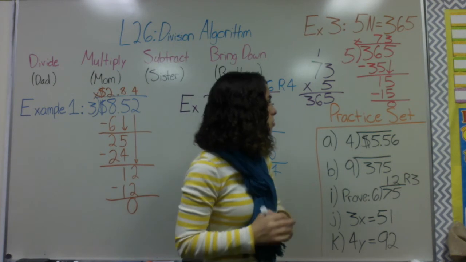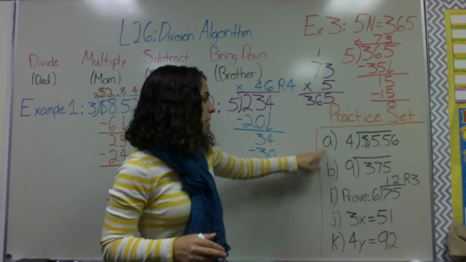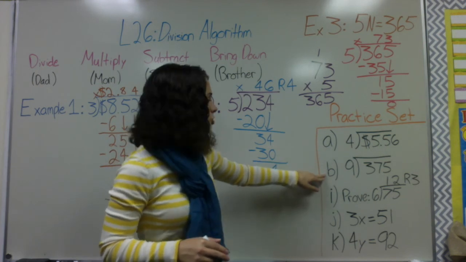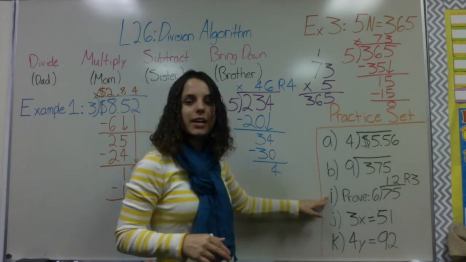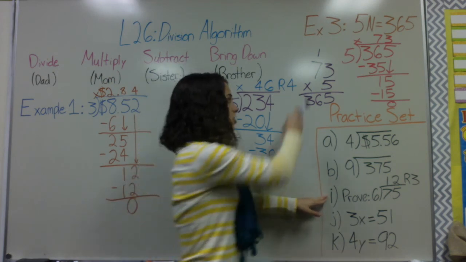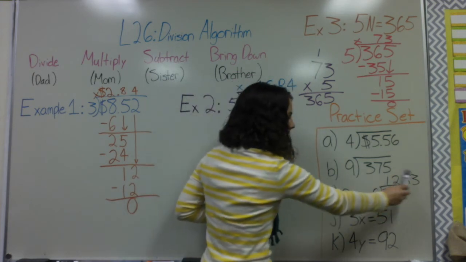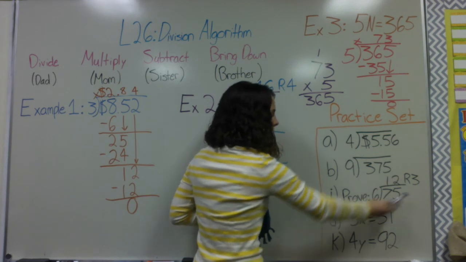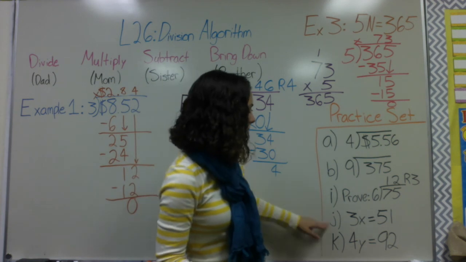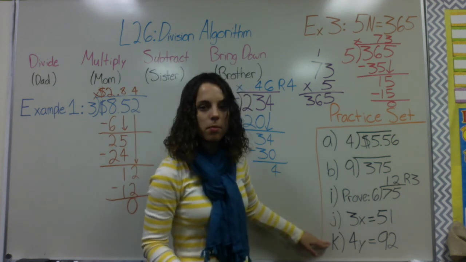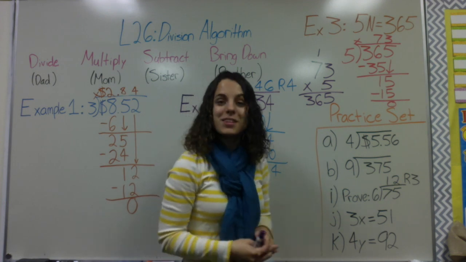All right, what I want you to do is practice set in your journals or in your spirals, and you're going to do A and B, 2 long division problems. Then you're going to skip all the way to I. I is you're going to prove this answer. So just like I showed you here, except you have a remainder, you're going to prove to me, showing your work, how this is possible. So use the opposite operation. J and K, you have missing factors in a multiplication problem, so use the opposite operation in order to solve it. Thank you so much for paying attention.